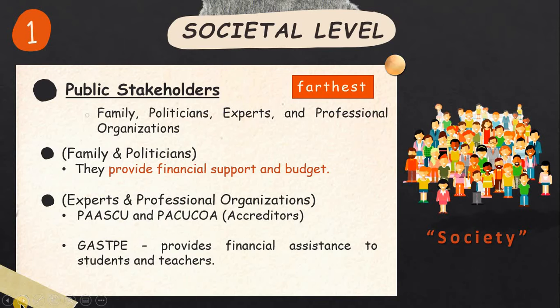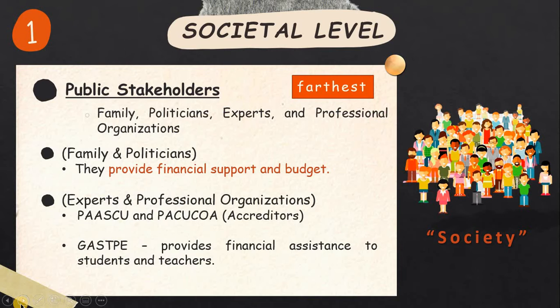So, ano nga ba yung roles or ginagampanan nila sa ating curriculum? The first one is family and politicians. The family and politicians provide financial support and budget to improve our education curriculum. For example, our families or parents, if they gave us money to support our education, like panggastos sa research or pambili ng mga school supplies or anything that can improve our education, then that's a societal level. Another is the politicians. It is a big factor if education is their priority among all. Example, if our president allocates budget for the education, then it is also in the societal level.